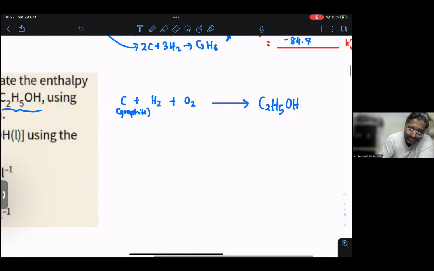Here you just write down 2 for carbon, and my hydrogen has 6 on my right hand side, so I just put 3. Oxygen is going to be only one, so I'll just put half over there. So this is basically the enthalpy change of formation of C2H5OH. Hold on, I have plus.